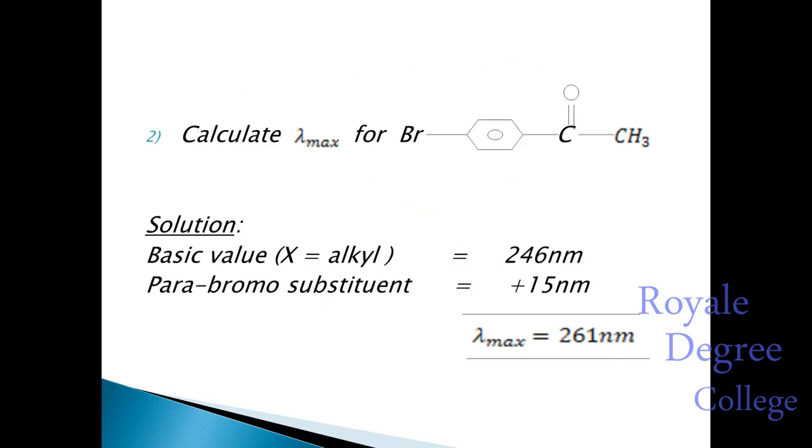Next problem, calculate lambda max for this particular compound. Here X is the alkyl group, so the basic value is 246 nanometer. For the para bromo substituent, at the para position of the benzene ring a Br substituent is attached, so the value is plus 15 nanometer. Adding both values, the lambda max for the above compound is 261 nanometer.